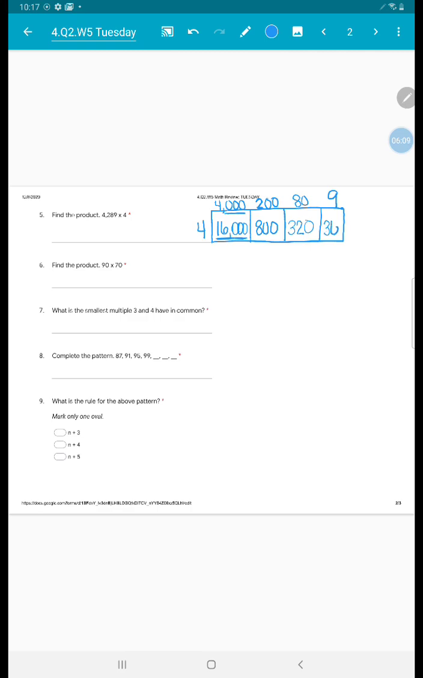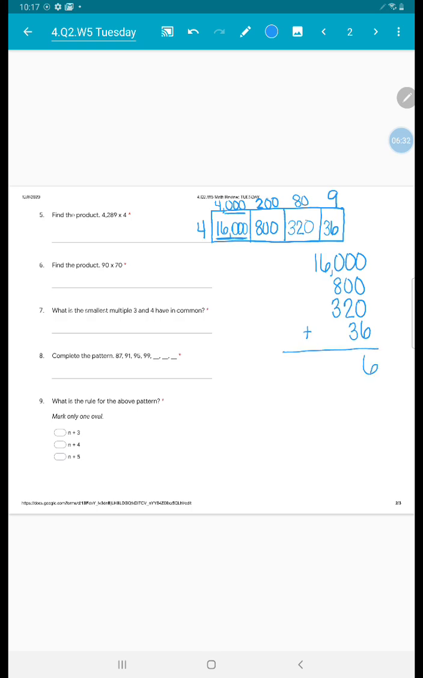Okay, so now I've got a bunch of small parts inside the bigger rectangle. What am I going to do to find the total? Add them all together. So I've got 16,000 plus 800 plus 320 plus 36.